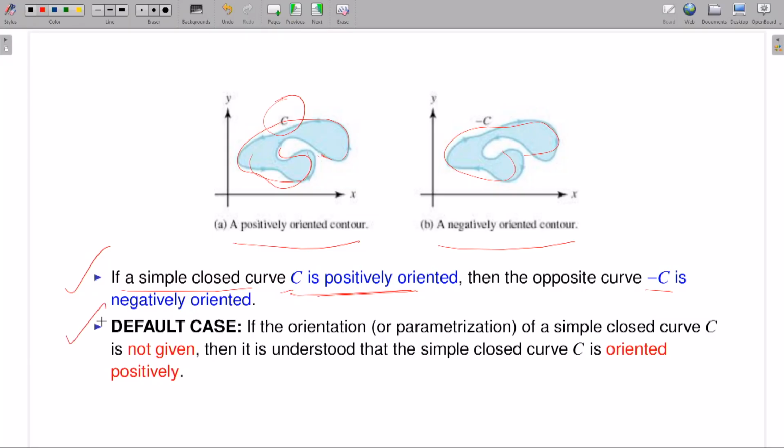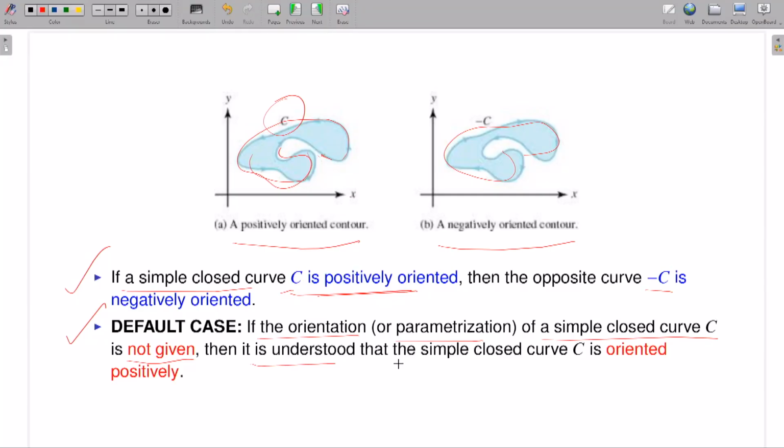Now there is a default case. What is that? If the orientation or parameterization of a simple closed curve C is not given, suppose I give you some problem and I didn't mention anything about the orientation, then it is always understood that the simple closed curve C is oriented positively. That means you choose the parameterization in such a way that it is oriented positively. So that is the default case. In a problem, if I didn't mention anything about the orientation or the parameterization, you choose the parameterization, or by default it is given that my curve C is positively oriented.